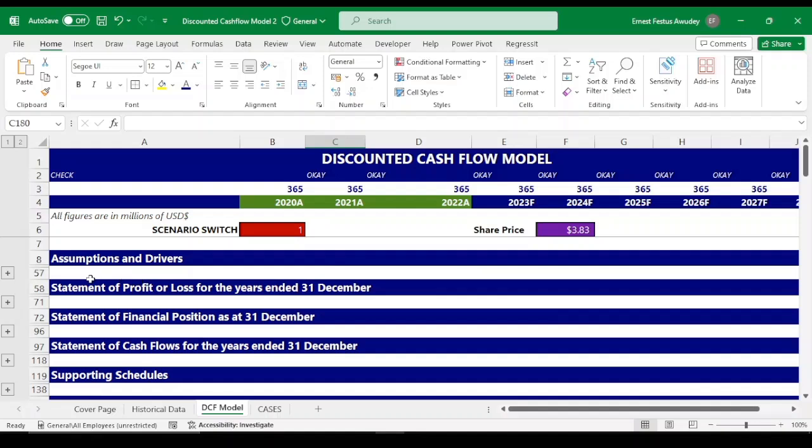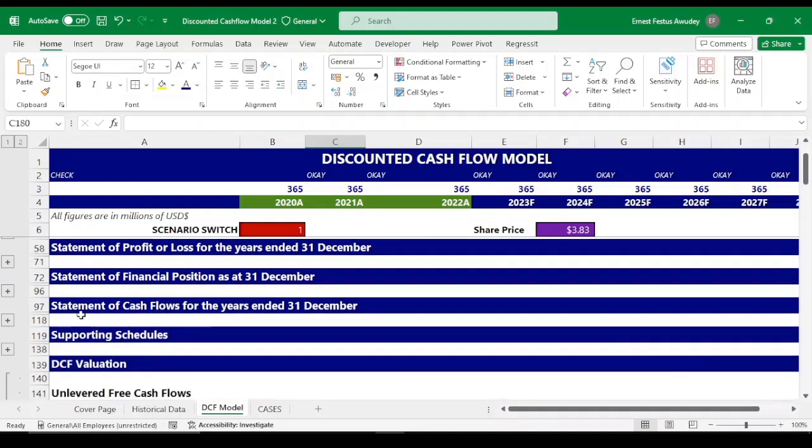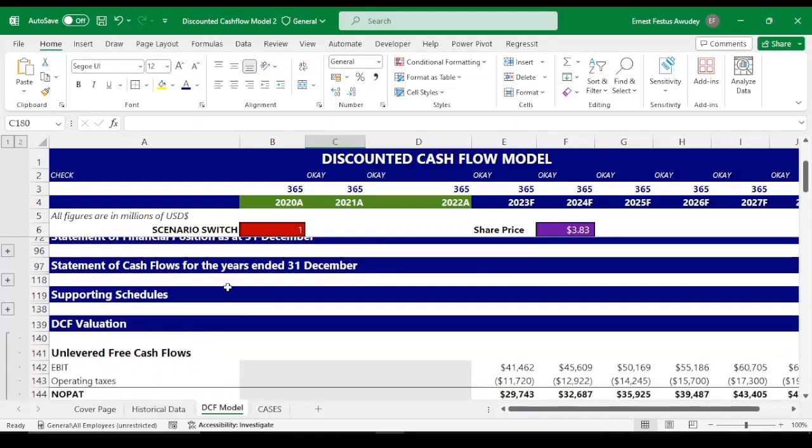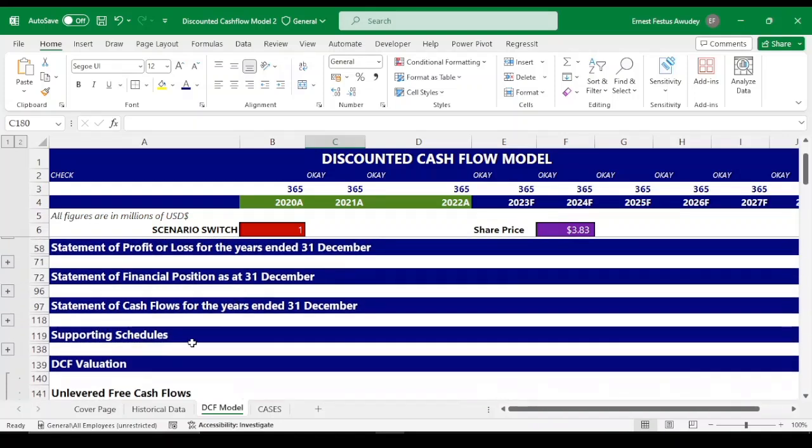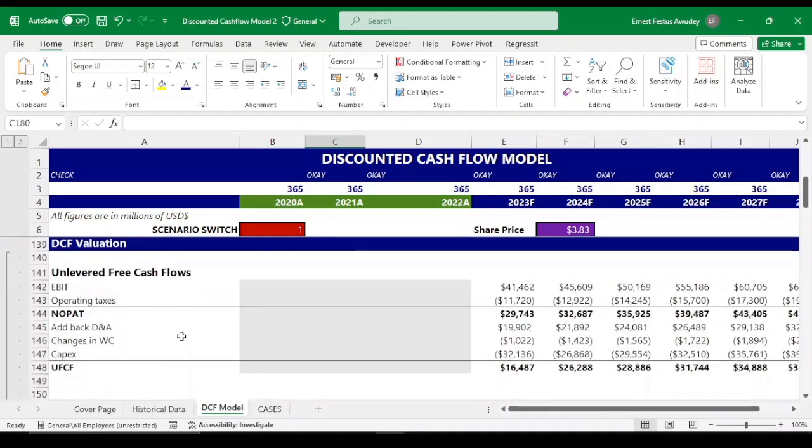As you can see, we had assumptions and drivers, and then we built the income statement, or the statement of profit or loss. We built the statement of financial position, or the balance sheet. We also built the cash flow statement, and then we supported our models with supporting schedules, and now we are building the DCF model. This is actually built already.